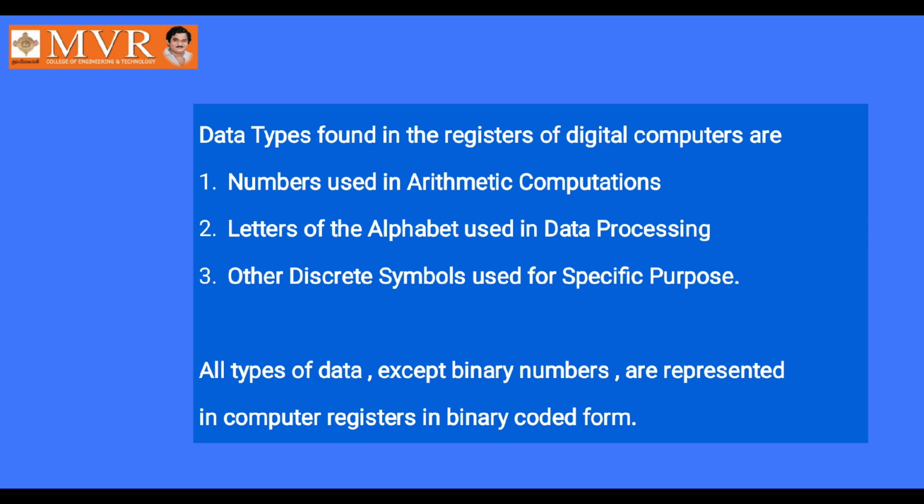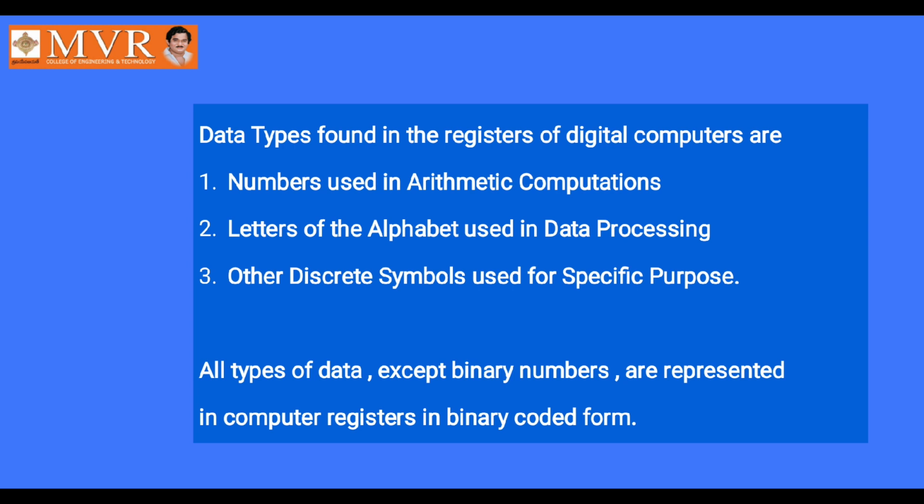The second one is letters of the alphabet used in data processing. For example, when you write programs in different languages, like in the first or second semester, you might have written a program using C or C++ language. There you might have used many letters. In printf, you use p, r, i, n, t, f, those letters. So in the form of letters also, the data will be.